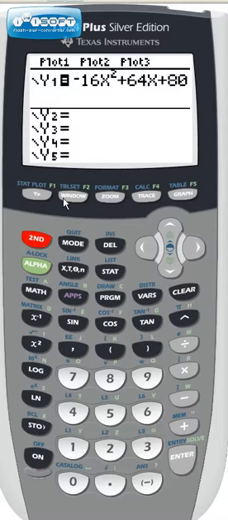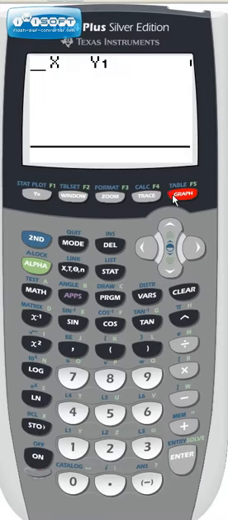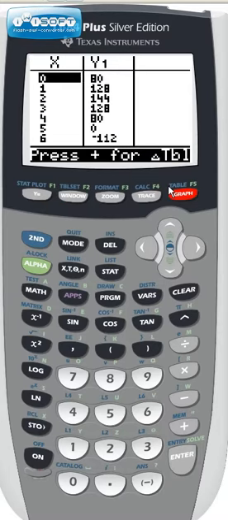If we look at our table, I'm going to go to table set and make sure I start at 0 and count by ones. By looking at the table, this will help me decide what to set our window settings at so we can get a good picture of the graph. You'll notice that at 0 seconds, the height of the ball is 80 feet. That is our y-intercept, (0, 80).